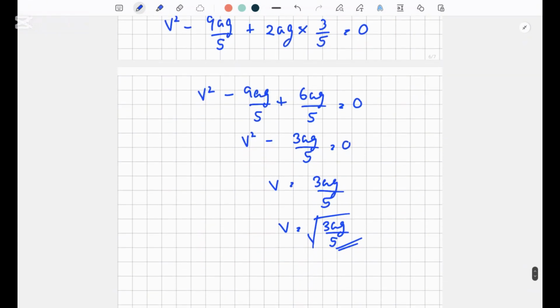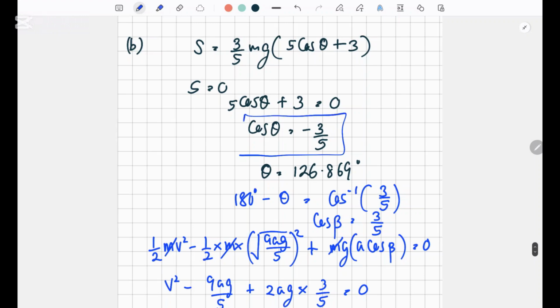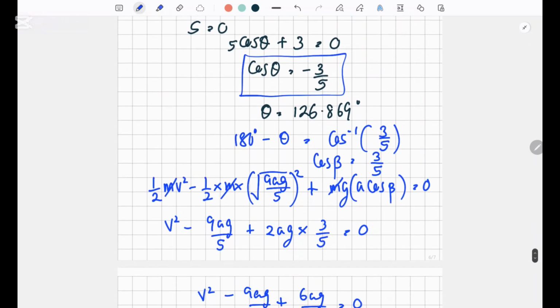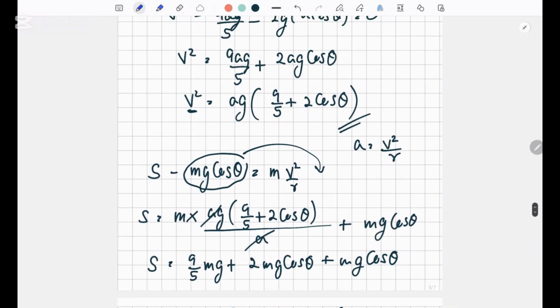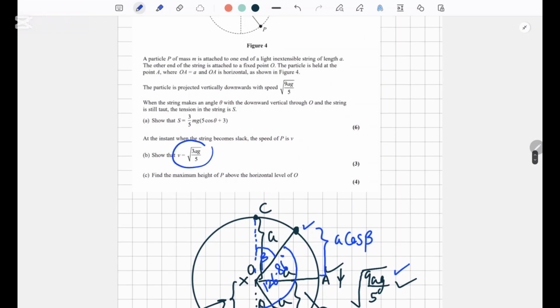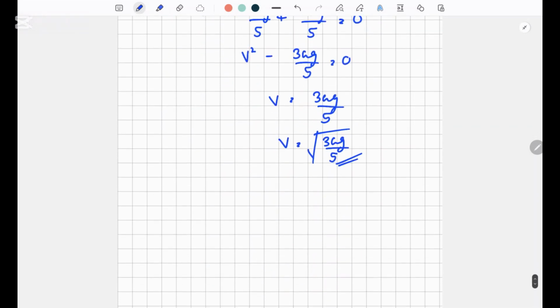Or without doing it this way, we could also directly use this value. This seemed pretty long, right, for 3 marks. So we could use this value and put it in this. So that will give you ag, 9 over 5 plus 2 into minus 3 over 5, right? You can see you get the same answer. That's an even better method. It saves time. I didn't notice that. I just noticed it now. So that's for the second part.